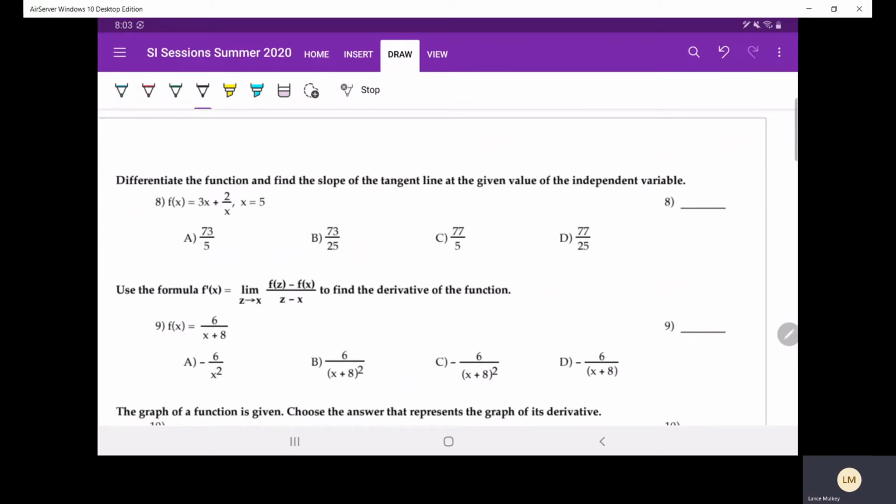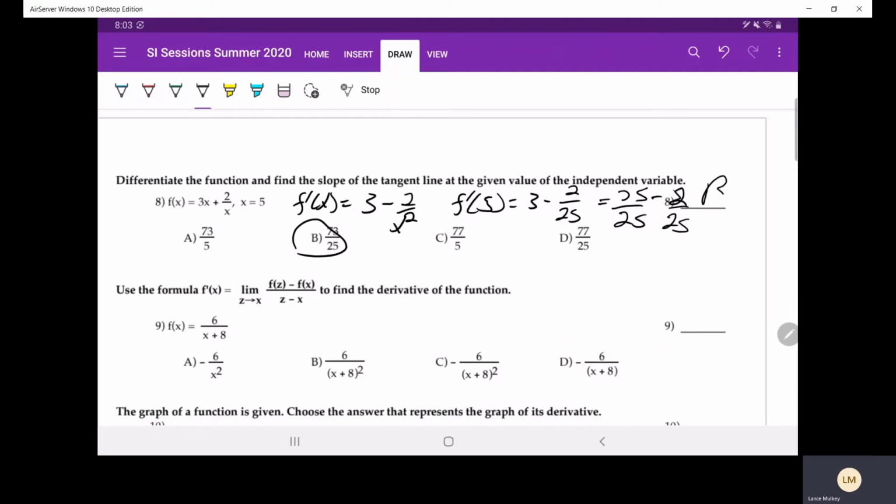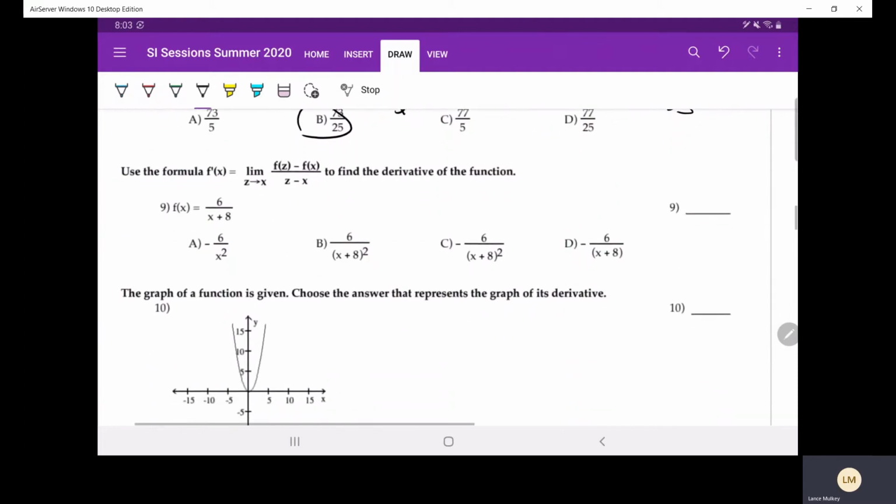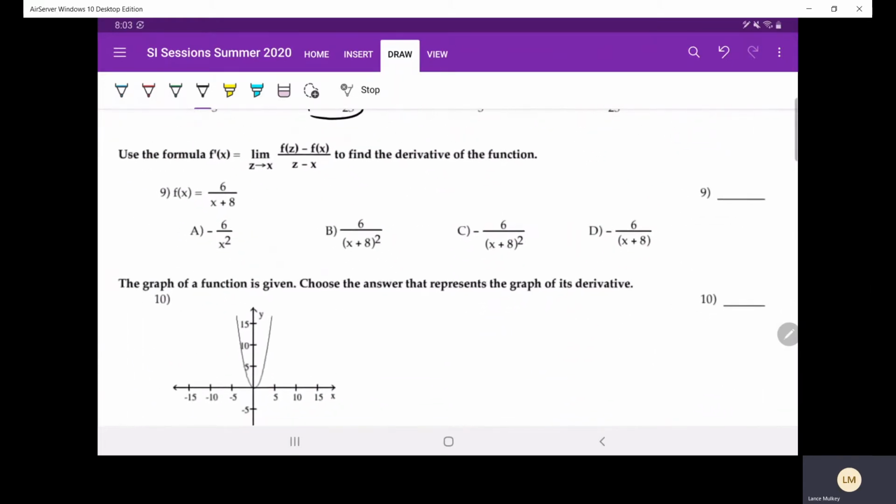Right here, he just wants you to find the derivative again, differentiate the function. So using the power rule, f prime of x equals 3 minus 2 over x squared, f prime of 5 equals 3 minus 2 over 25. I just went ahead and squared 5, which equals 75 over 25 minus 2 over 25. So you get 73 over 25, B. And I'll keep going. My least favorite one, he makes you do it this way.